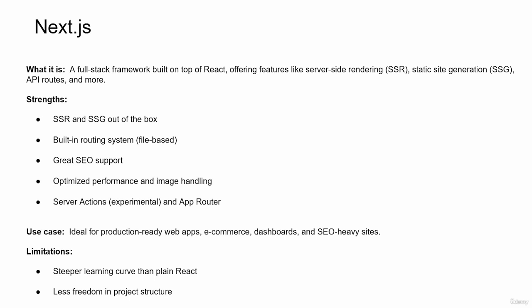Now understanding the strengths of Next.js. First one is SSR and SSG out of the box, and it's also used for building a routing system, like file-based routing, with great SEO support, optimized for performance and image handling. It contains server actions, and the App Router. The Next.js use case is ideal for production-ready web apps, such as e-commerce, dashboards, and SEO-heavy sites. And the limitations of Next.js: it has a steeper learning curve than plain React, and less freedom in project structure.